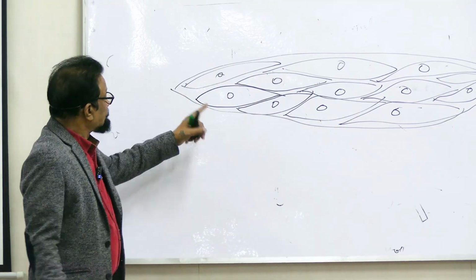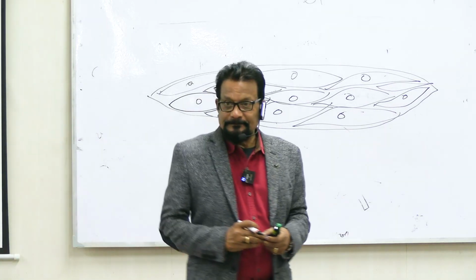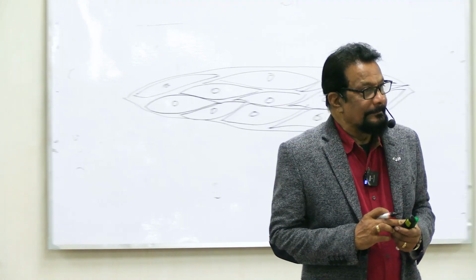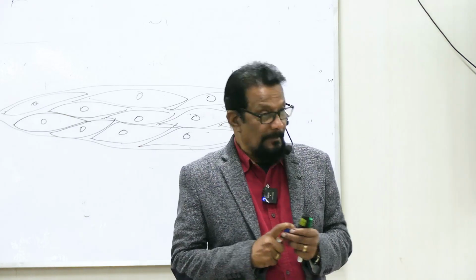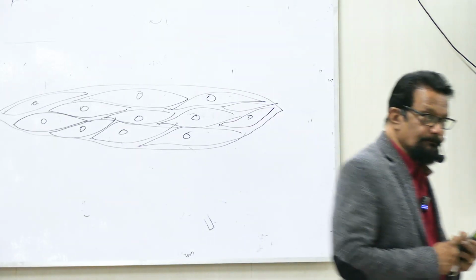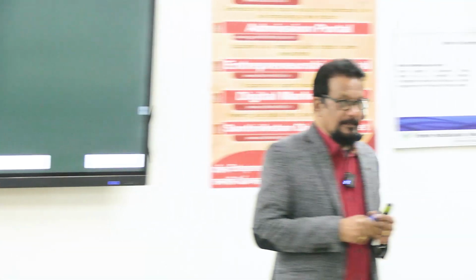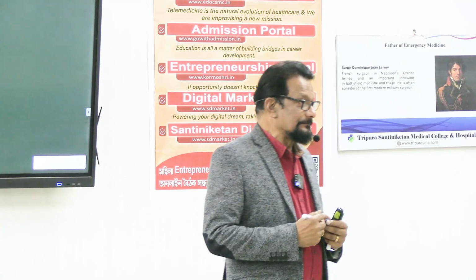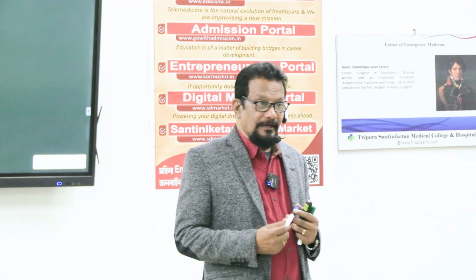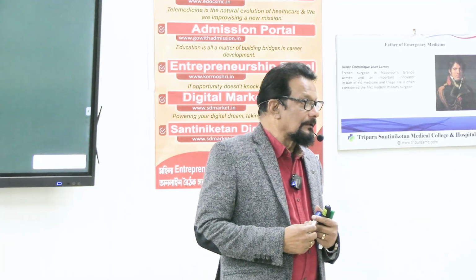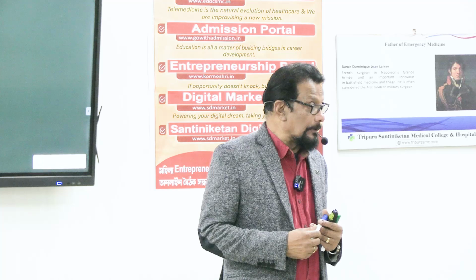Let us first see what you will get within these individual cells. You will get the plasma membrane, which we call the sarcolemma. You will get sarcoplasm. Here the cytoplasm is called sarcoplasm. At the center you will get the nucleus. Beside it you will get mitochondria and sarcoplasmic reticulum, meaning endoplasmic reticulum.